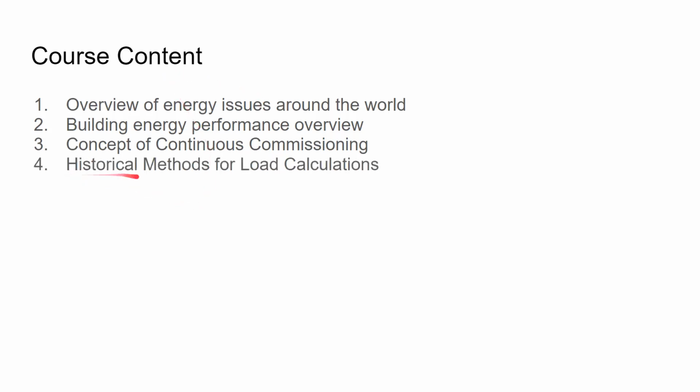The next part is the historical methods for load calculation. That means there were energy calculations since some 1900s, but those were much simpler methods. Historical methods were much simpler because the computation was not as easy and as simple as we have access to computers and systems right now. So we'll look at the simple methods used for load calculations earlier.